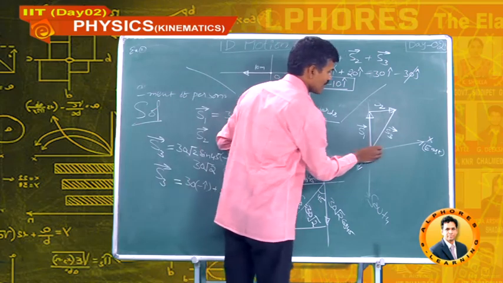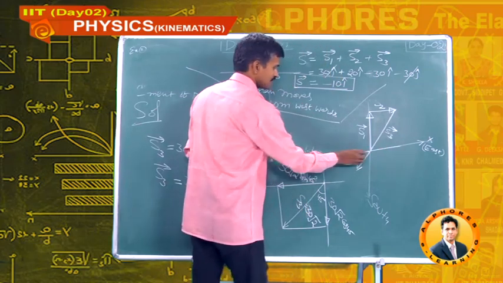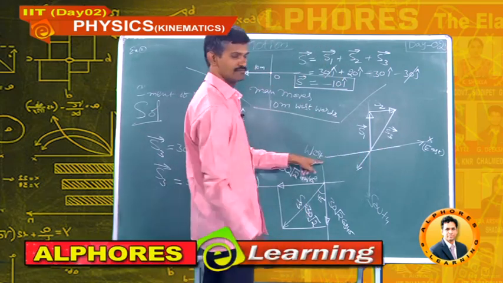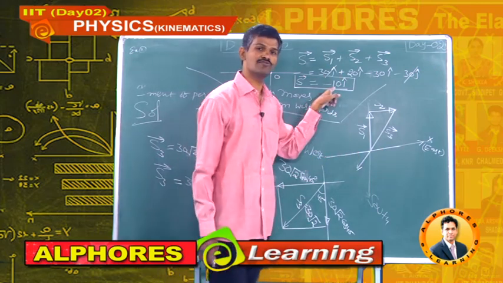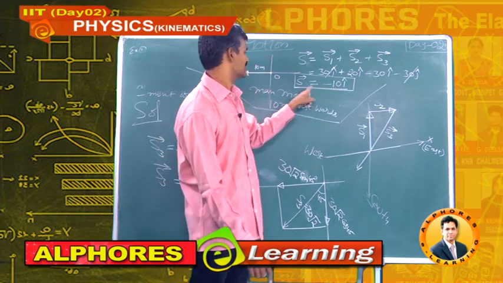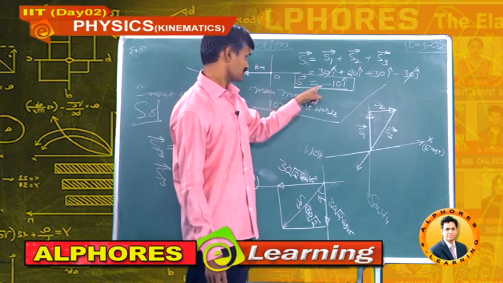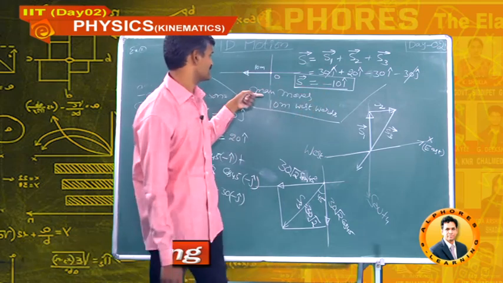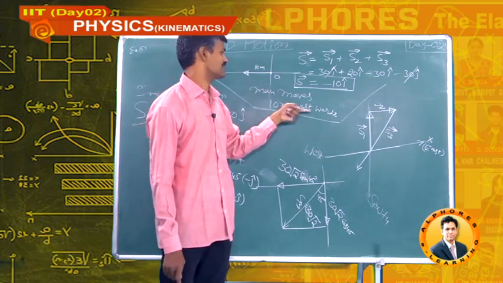This is positive i and this is negative i. Negative i in the sense west direction. There is no negative magnitude for a displacement. Negative sign in the sense opposite direction. So this is minus 10 i cap. So we can say that the man moves 10 meters westwards.